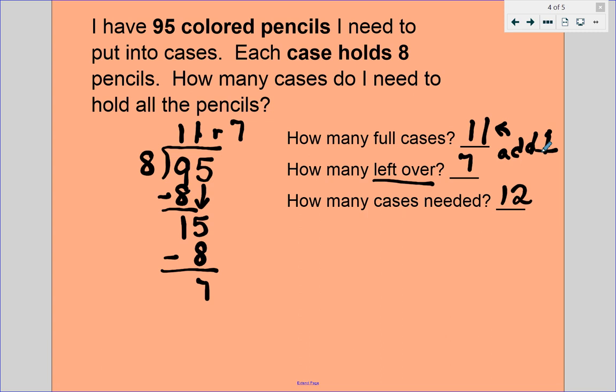If I didn't have any leftovers, I wouldn't need to add 1 to there. But because I have leftovers and I need to hold all the colored pencils, then I need to add 1 to that number, and I get 12 then. And that's how we end up with 12 cases, because we have 11 cases full, which would give us 88 pencils, and we still need to put 7 in a holder, so we need 1 more case so that we can hold all 95. All right? So that's the second use of that. Add 1 to our answer.